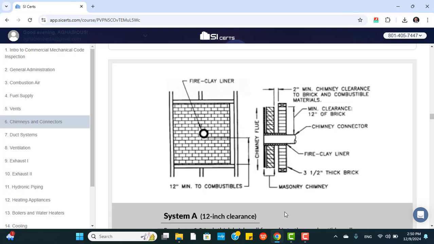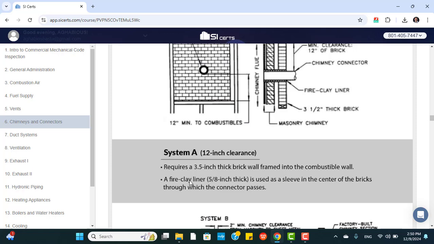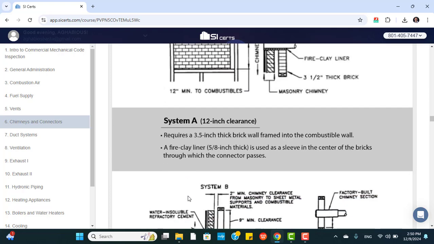As we see here, System A, this 12-inch clearance. 12-inch minimum to combustible, fire clay liner. Requirement: 3.5-inch thick brick wall framed into the combustible wall. A fire clay liner 5 by 8 inch thick is used as a sleeve in the center of the brick through which the connector passes.